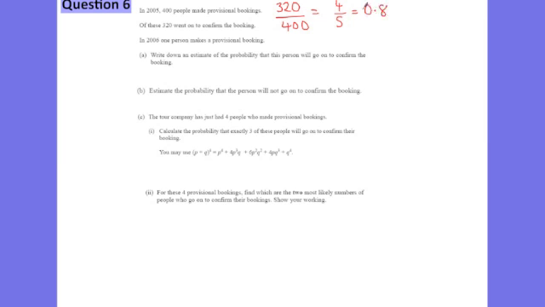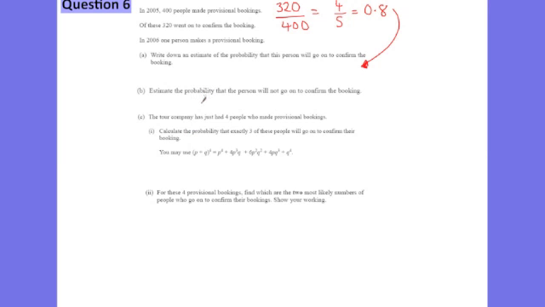In 2006, one person makes a provisional booking. Write down an estimate of the probability that this person will go on to confirm the booking. We've just calculated that here. It's the probability that the person will make the booking.